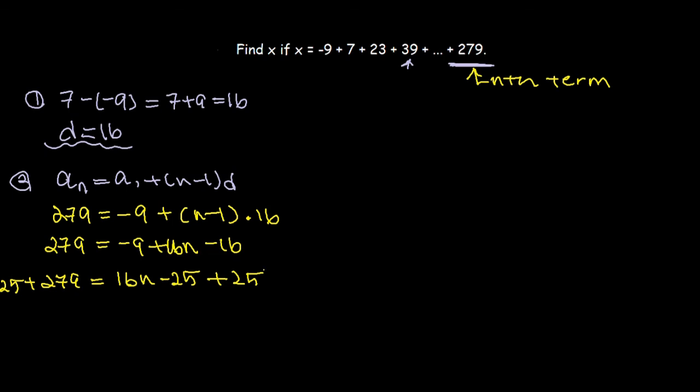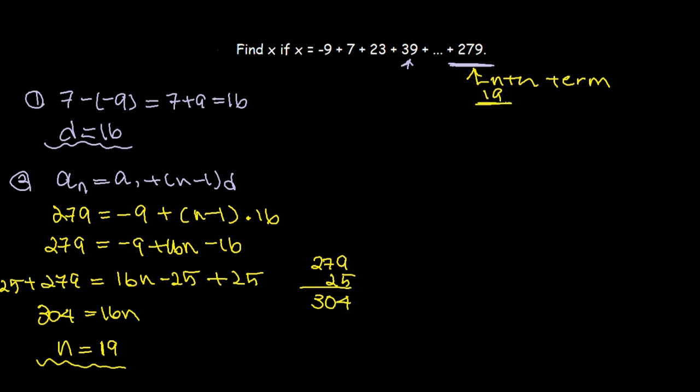Let's do some mental math, or we can actually just add them up on the side. So 304 equals 16n. n equals, let's do some mental math there. 16 goes into 30 once, and 16 times 9 gives you 144. So we have already figured out what n is equal to and how many terms there are. So we know that 279 is the 19th term of the sequence. So we know there must be 19 terms, because we know that 279 is the last term of the sequence.